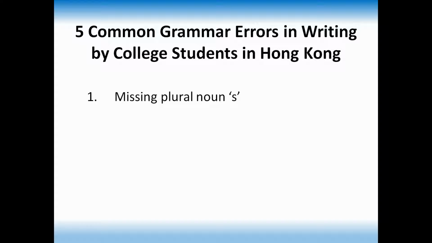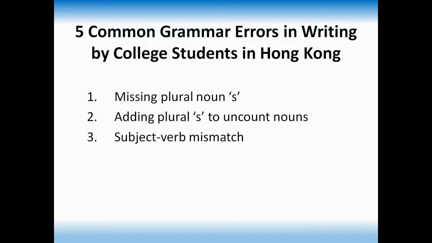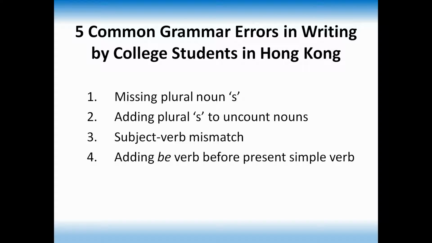Okay, so the first error is missing plural noun s. The second one, adding plural s to uncount nouns. And the third is subject-verb mismatch. Fourth is adding be verb before a present simple verb. And the fifth one is missing definite article.